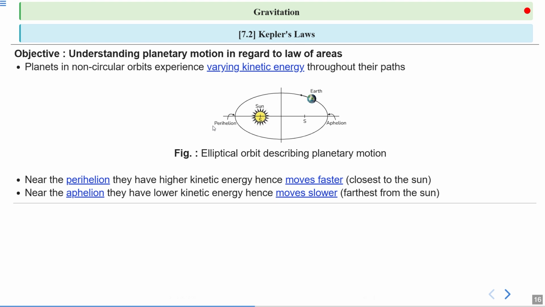While when a planet is near the aphelion, the point furthest from the sun, its kinetic energy decreases and it moves slower. This is because the gravitational pull is weaker at this distance.